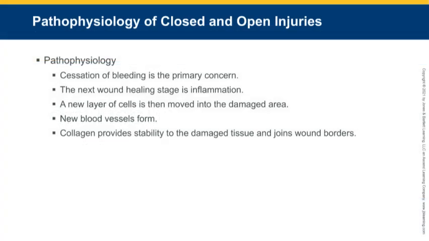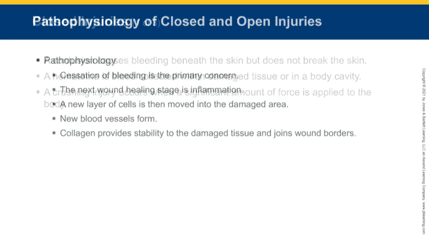The primary concern in soft tissue injuries is stopping any bleeding. Once bleeding is controlled, the healing process begins with inflammation, where the body sends white blood cells and nutrients to the injured site. Next, new cells regenerate to repair the damaged tissue. Blood vessels grow to supply the area, and collagen helps stabilize and reconnect tissue layers. This complex process ensures proper wound healing and prevents infection.